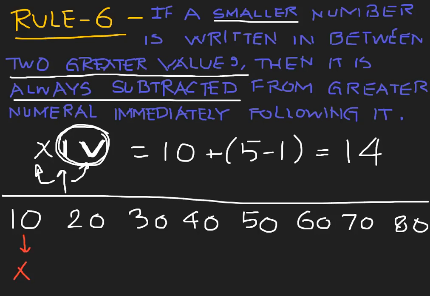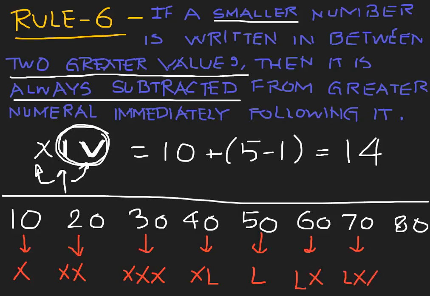10 is equal to X, 20 is XX, 30 is triple X. And 40 cannot be equal to triple X, so I have to subtract: 50 minus 10. So I can write it as XL. We will see how we map this. 60 is LX, 70 is LXX, 80 is L triple X, 50 plus 30. So this is how we are going to do some questions.